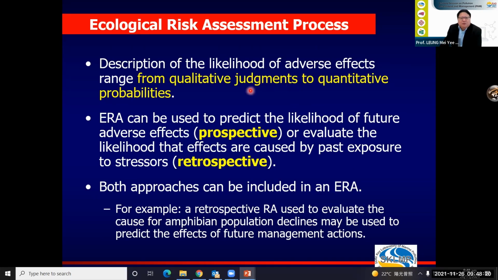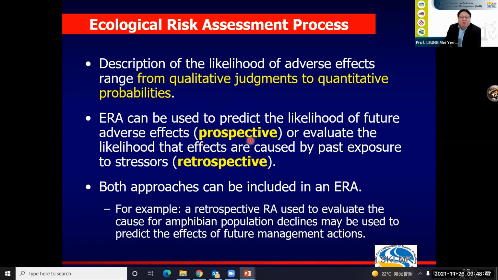In the process, we will use both qualitative approach and quantitative approach. Qualitative approach, we use a relative measure: high, low, large, and small. And then quantitative approach, we actually need to have data measurement to calculate the probability. So in the process, we have two types. One type is called prospective, the other one is retrospective.